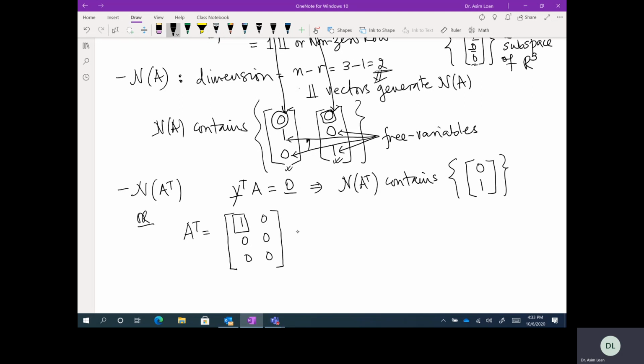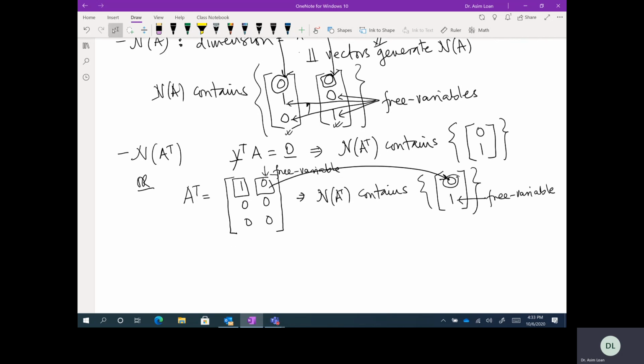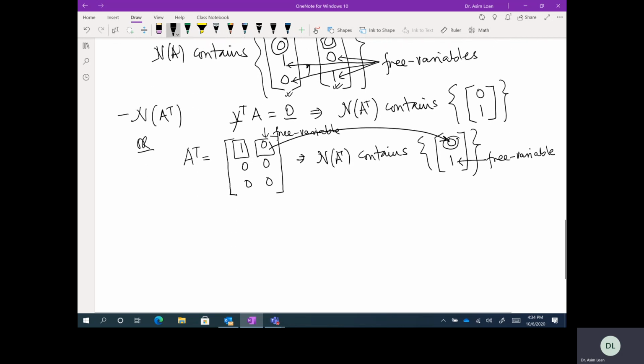Again, the rank is 1, and there are 2 variables here. So there is one free variable here. So this represents the free variable. If this represents the free variable, we say this implies the null space of A transpose contains 0 1. This 0 over here goes here, which is exactly the same as before. So either way, you look at the combination of rows or you look at A transpose and find the null space over there.